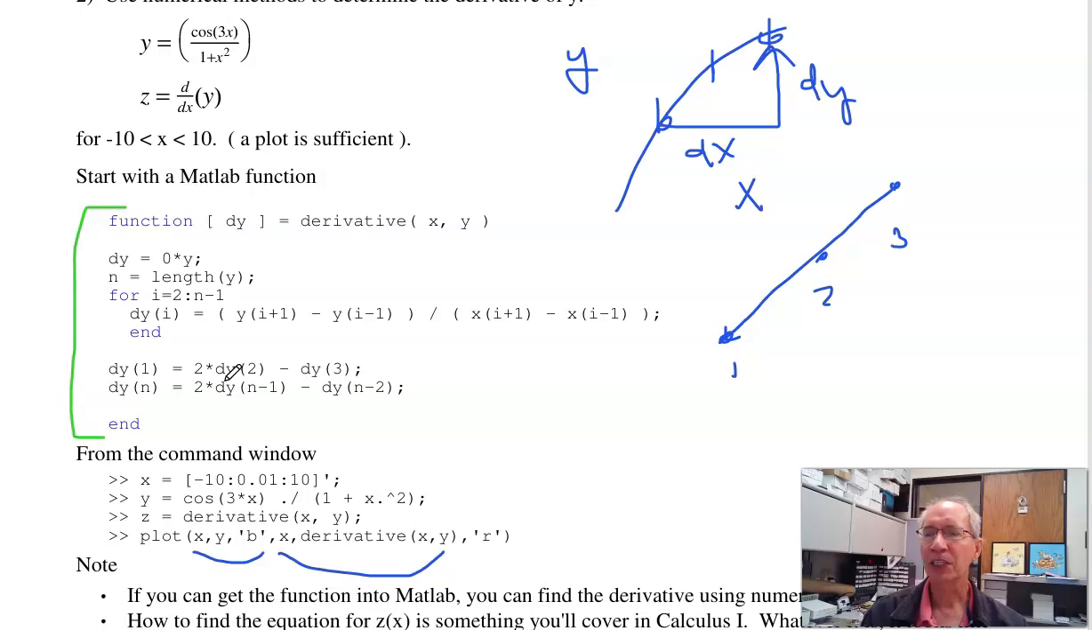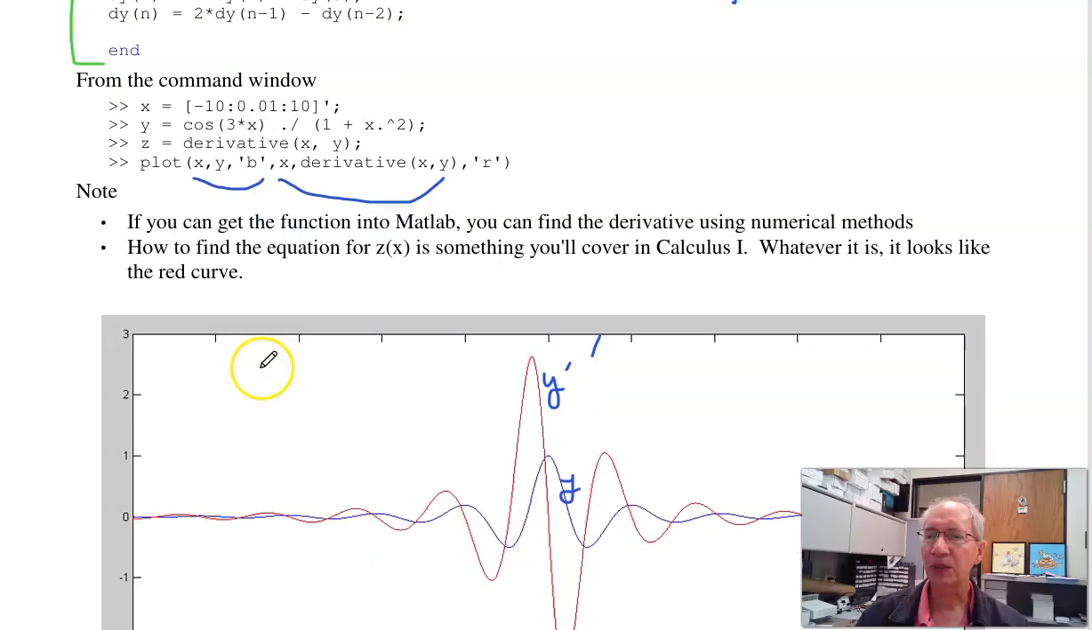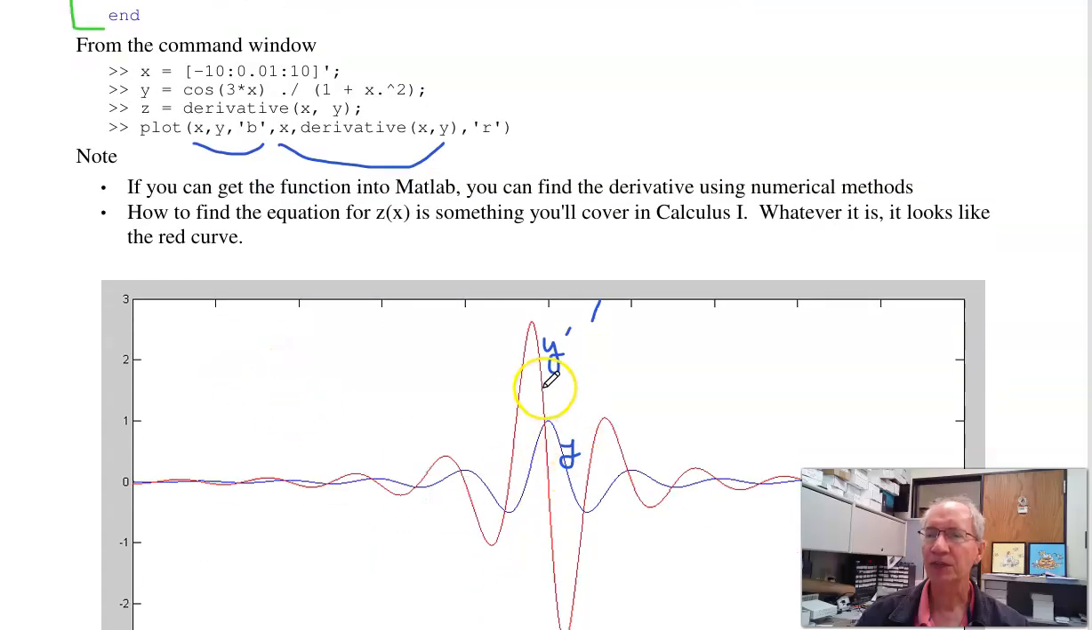If you ever want to know, is my answer correct? We'll throw it in Matlab. Matlab will tell you, I don't know the equation for that function, but whatever the derivative is, that's what it looks like. When you take Calc 1, you'll be able to find out the equation for that function. It should match up with Matlab. And that is homework set number 6 for ECE 111, Intro to Matlab, using Matlab to find derivatives using numerical methods.